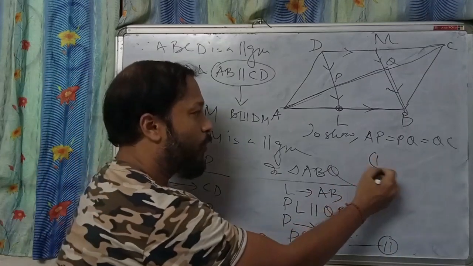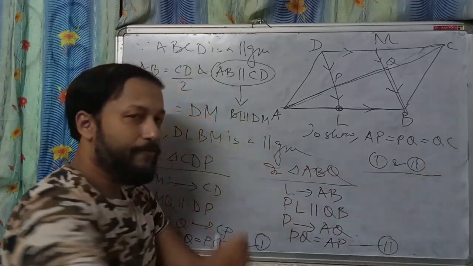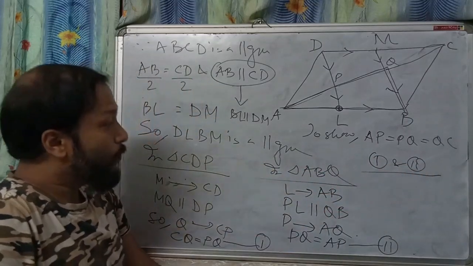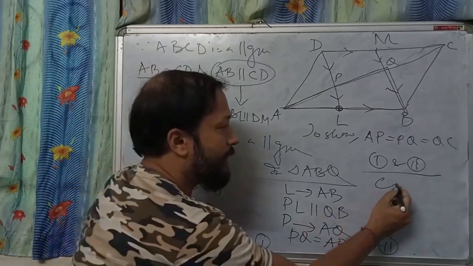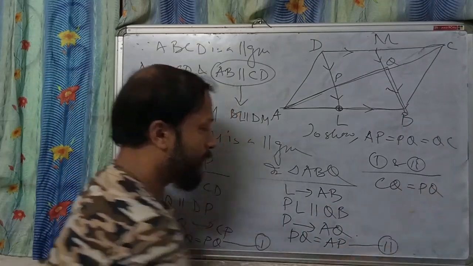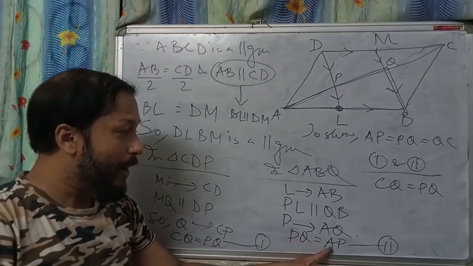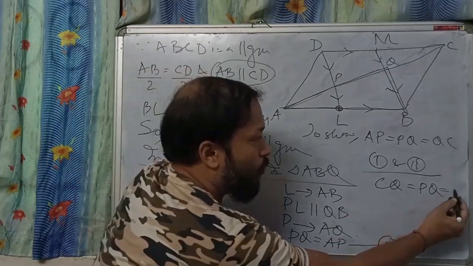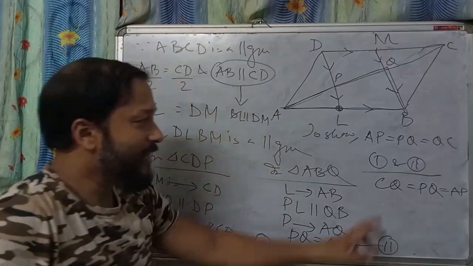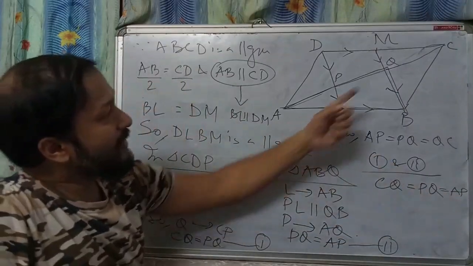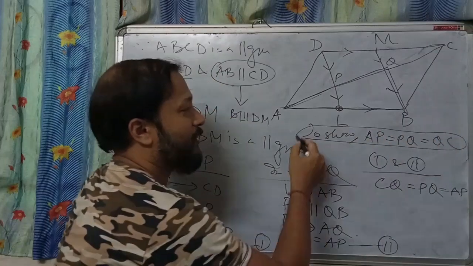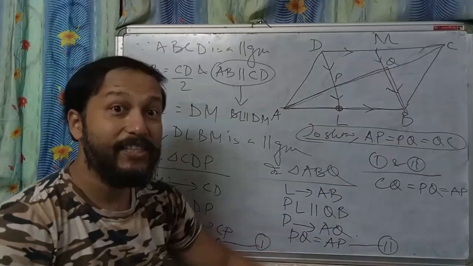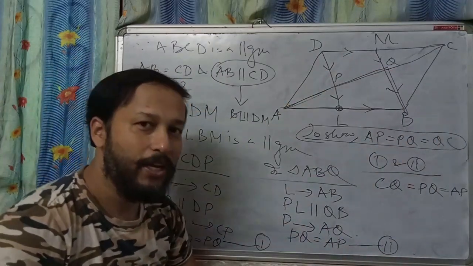Now we'll utilize 1 and 2. In 1, CQ equals PQ, and in 2, PQ equals AP. Instead of PQ, I can write AP. That means CQ equals PQ equals AP. So this is proved. This line AC is trisected by these two lines.